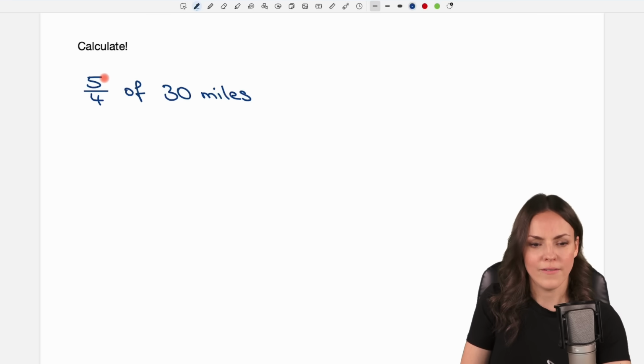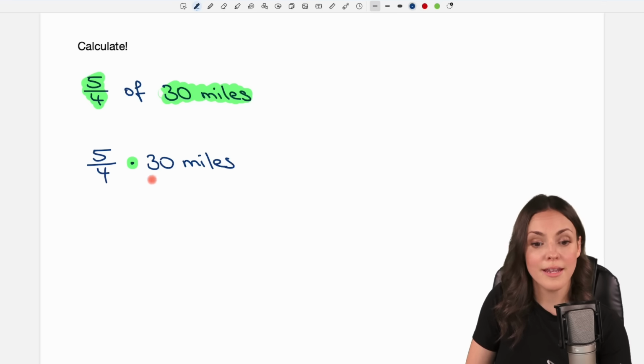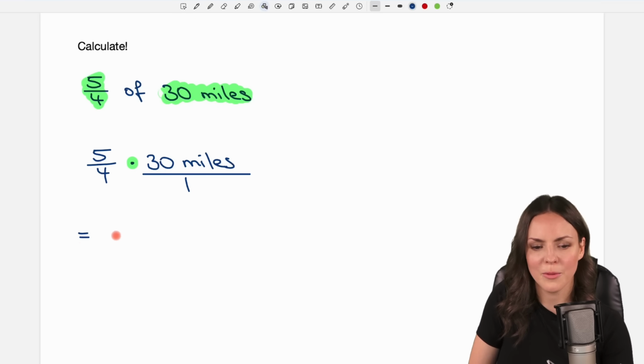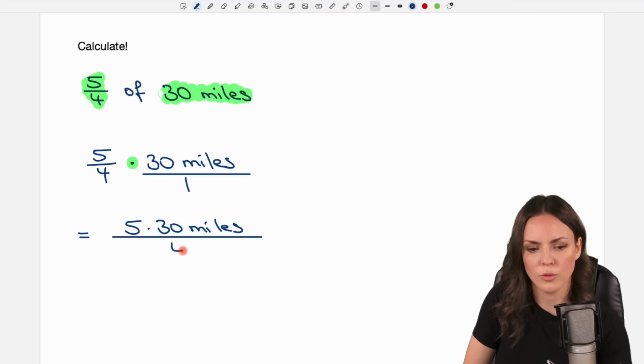If we want to calculate 5/4 of 30 miles, we take the fraction and multiply it by our number with the unit. So in this case, we have 5/4 times, and then we take the 30 miles. To multiply a fraction by a number, we write the number as a fraction, so over 1, and then we multiply. In the numerator, we have 5 times 30 miles, so we take this whole thing and write it in the numerator. And the same in the denominator, there we have 4 times 1, which just equals 4.